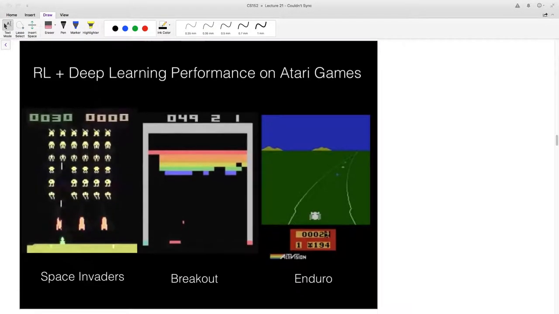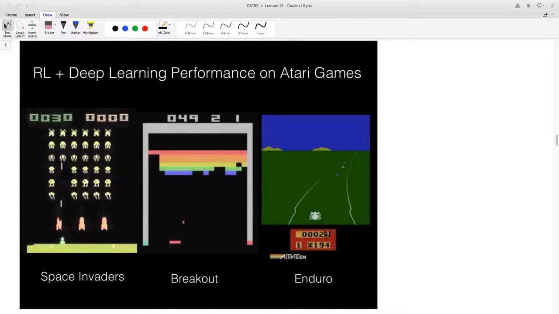The Atari games. So basically what they did is take an Atari 2600 simulator, which has a bunch of games you can play on it. You can download this and use these all. And they had like 20 games, something like that. And what they would do was to feed in the screen images.